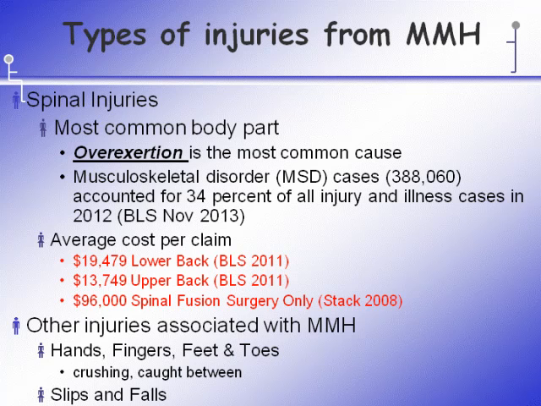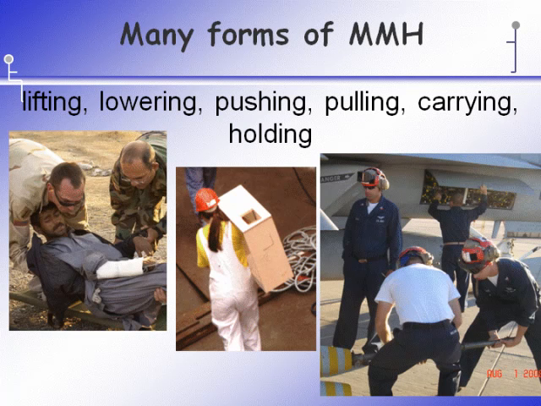Other types of injuries associated with manual material handling are crushing, caught in and caught between, hands, fingers, feet, and toes, as well as slip, trips, and fall injuries. Manual materials handling is present in every industry, from academia to healthcare workers to oil rigs and construction. So if stuff goes in and stuff goes out, there's some form of manual materials handling. We usually categorize it by its form: lifting, lowering, pushing, pulling, holding, or carrying.